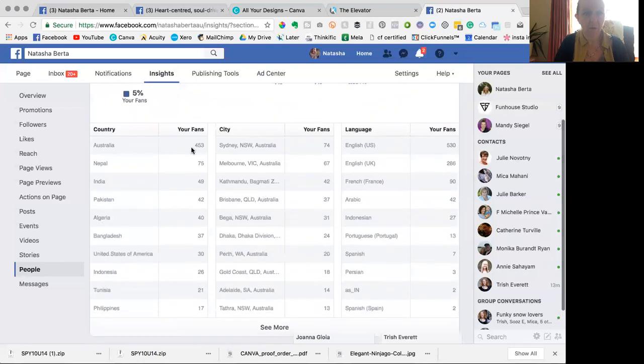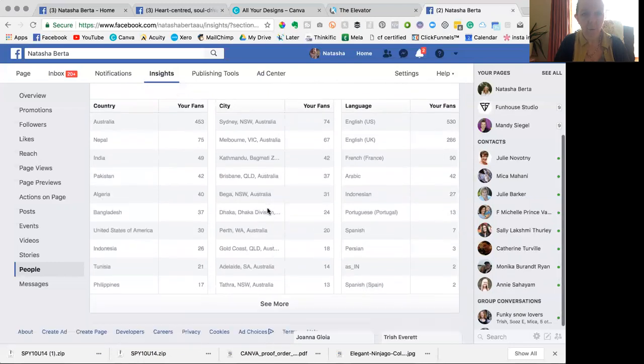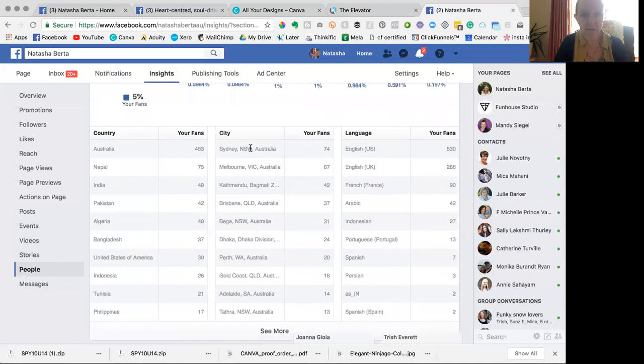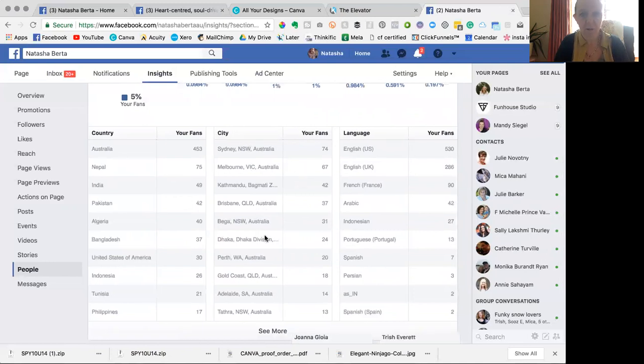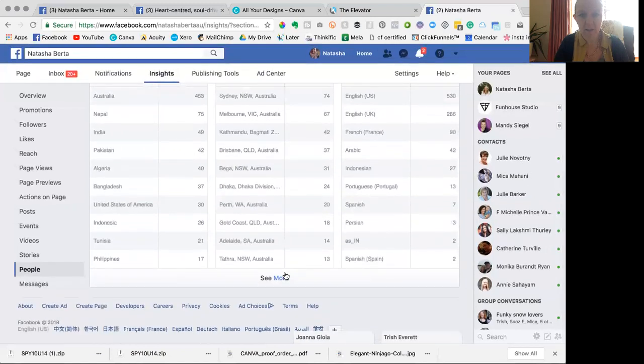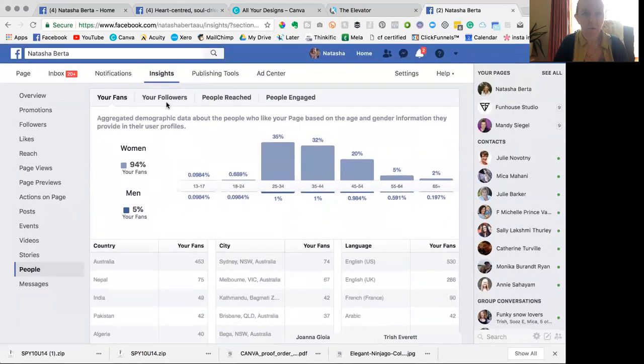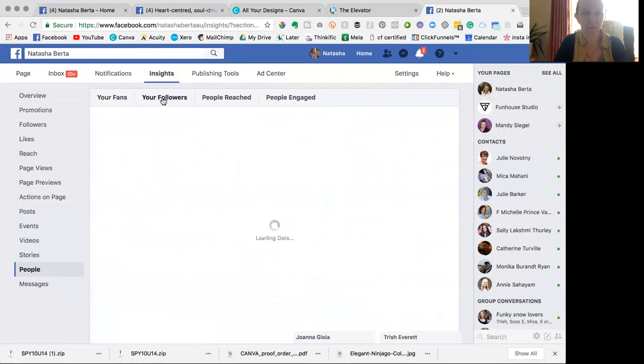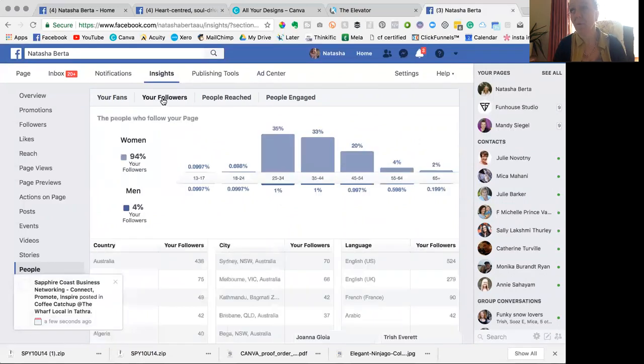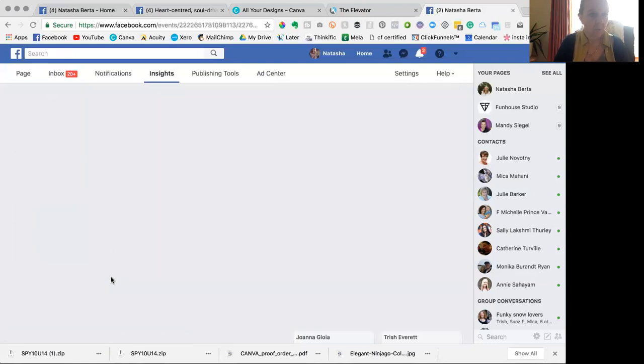Then I can see I've got plenty in Australia. Which cities? Most in Sydney, over Melbourne. Which language? So you can have a look at that. You can also look at your followers. So this is people who are actually following you as opposed to just liking. This is just interesting, helpful information. If you're running ads to people who are over 65 and your people aren't over 65, then you're just wasting your time and money. And what's one other really interesting insight?